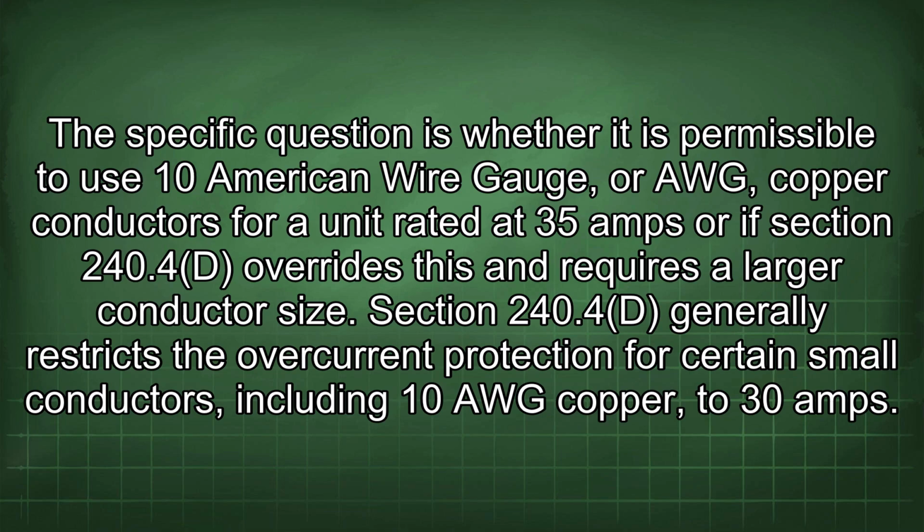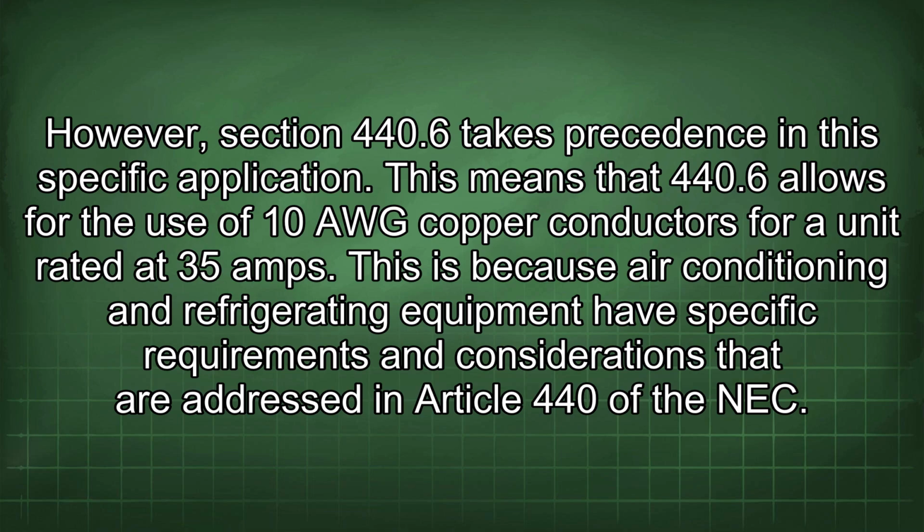Section 240.4(D) generally restricts the overcurrent protection for certain small conductors, including 10 AWG copper, to 30 amps. However, Section 440.6 takes precedence in this specific application. This means that 440.6 allows for the use of 10 AWG copper conductors for a unit rated at 35 amps.